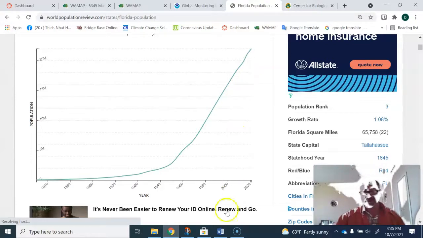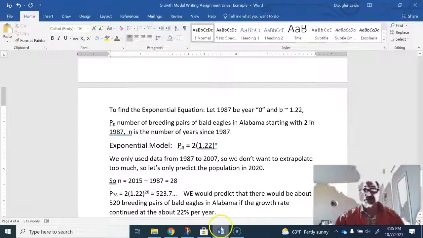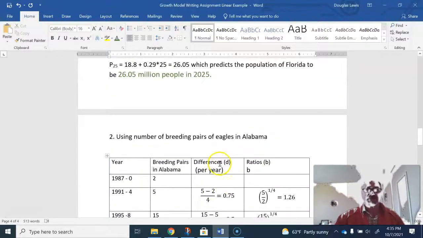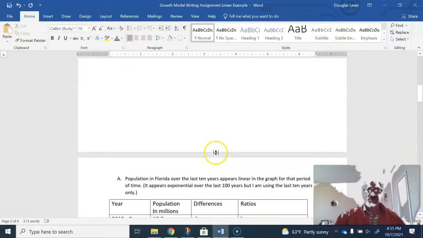So I've already done this, because I don't want to make a long story short. I've already done this and I've gathered that data in this chart.